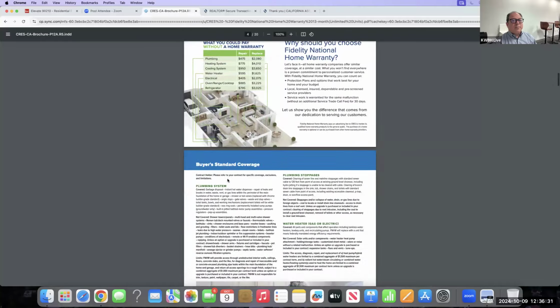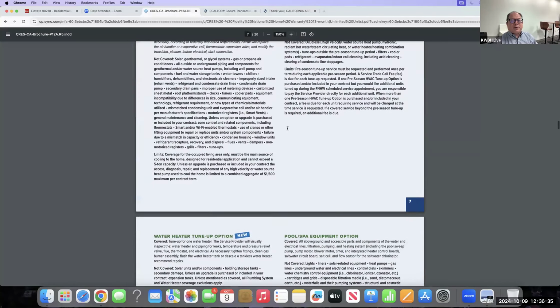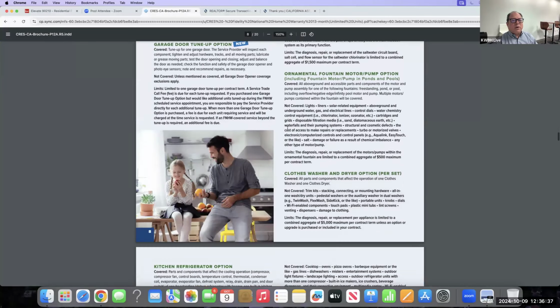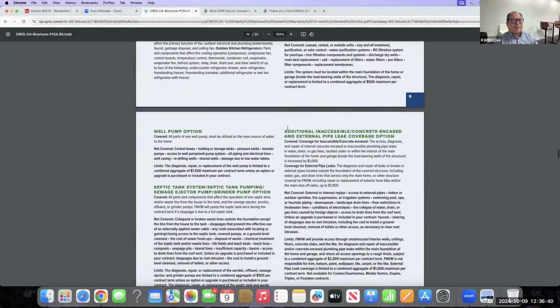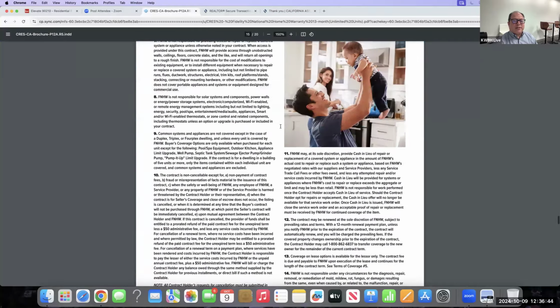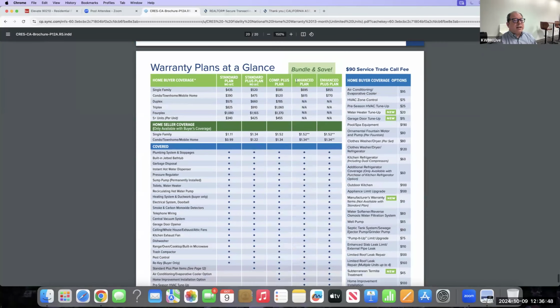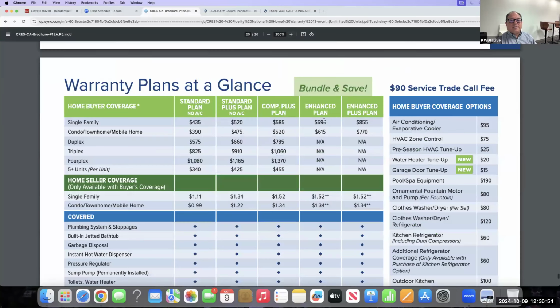So you protect your home. Here it is. It protects pool and spa equipment, even the garage door, kitchen, refrigerator, and so on. Here on the last page, I'll show you all the things that it's going to cover. I'm selecting the enhanced plan. So $695 for a single family, $615 for a condo.